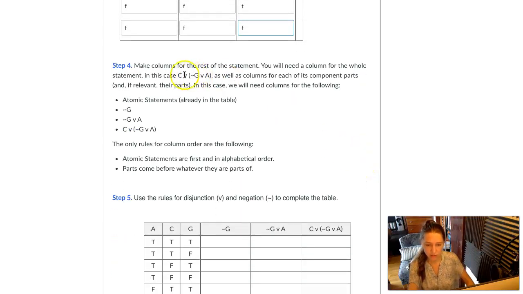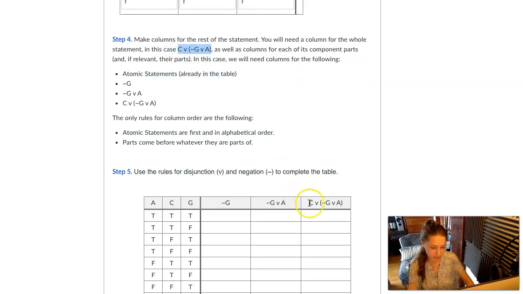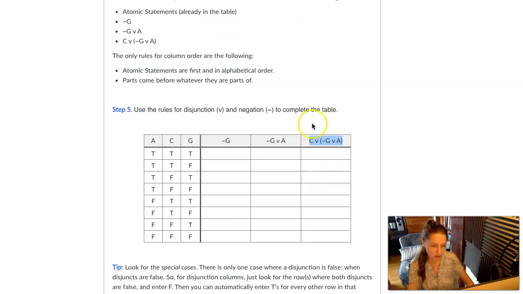Okay, so the one we're actually trying to get into our table here, this will be our final column, is this whole statement. We need to make sure every part of the statement is in the table.